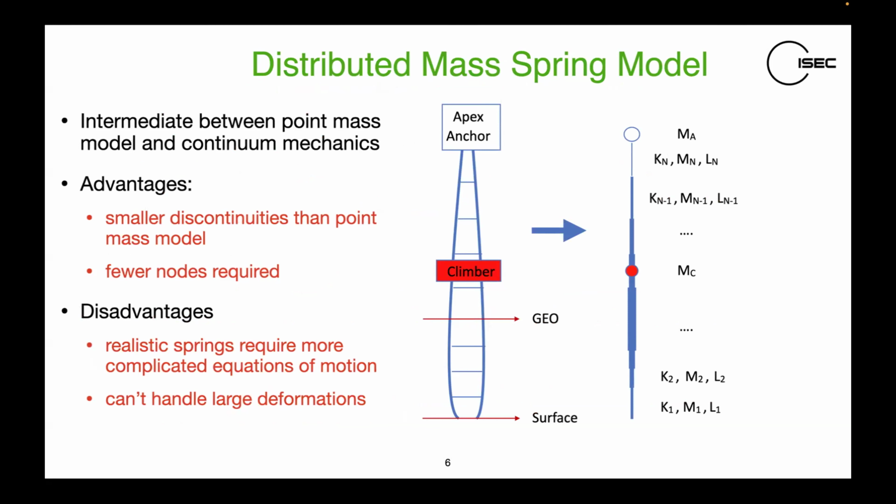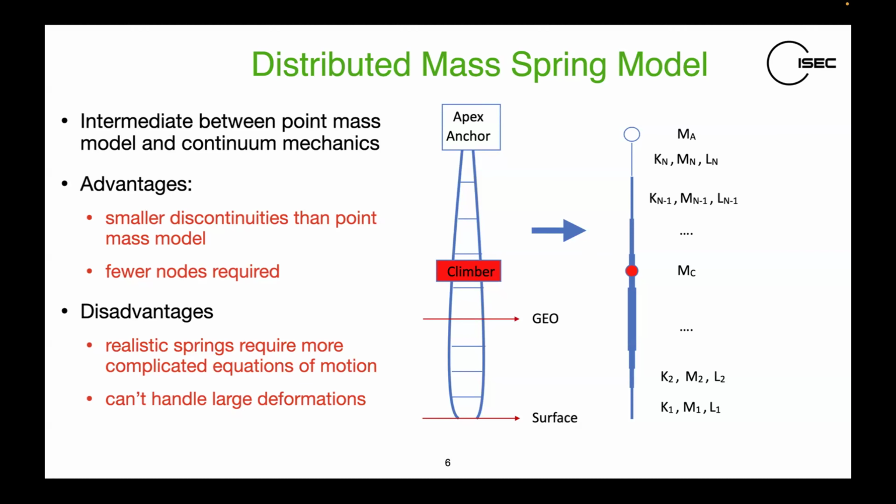I think this is a model which is kind of independent between the point mass model and the continuum model. One of the advantages of this model is that it has many smaller discontinuities than the point mass model. So obviously, if you're moving up a tether and you come into a concentrated mass point, that's a discontinuity. And then you're going into the massless spring, and that's a discontinuity. Also, I think fewer nodes, that is joints between the springs, are needed to solve the problem, and that would speed things up quite a bit.